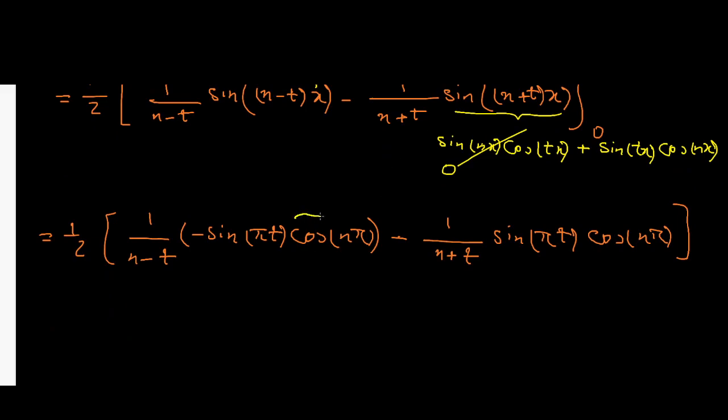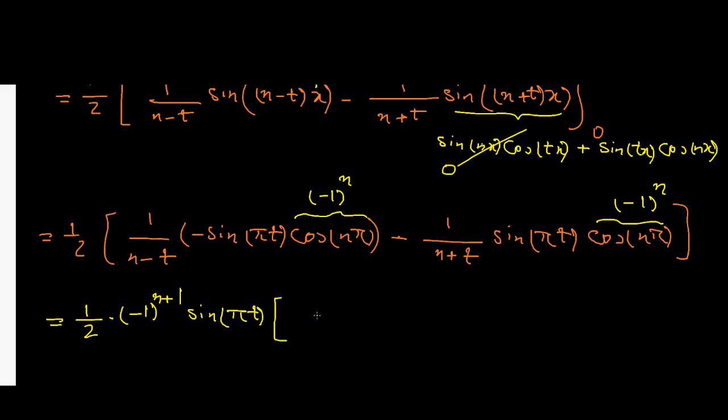Now, you all know that this cosine of n pi can be written as negative 1 to the n, and we have one extra negative sign in both of these terms. So I'm going to pull out a negative 1 to the n plus 1 along with the sine of pi t to the outside of the square brackets. So we have 1 over 2 times negative 1 to the n plus 1 times sine of pi t times the quantity 1 over n minus t plus 1 over n plus t.